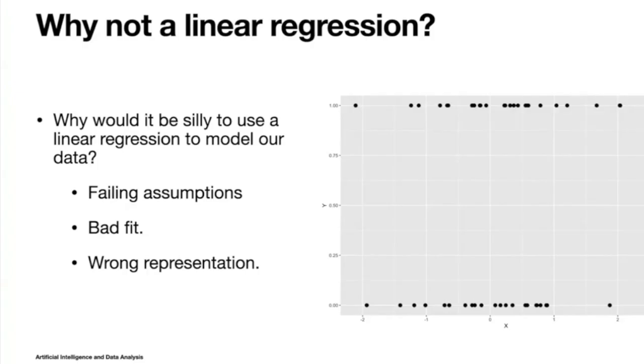We cannot actually use our linear regression for many reasons that we can somehow summarize in 3 main situations. There are the assumptions, some of the assumptions of linear regression that are failing, the problem of bad fit, and also the problem of wrong representation. So let's start with the assumptions.